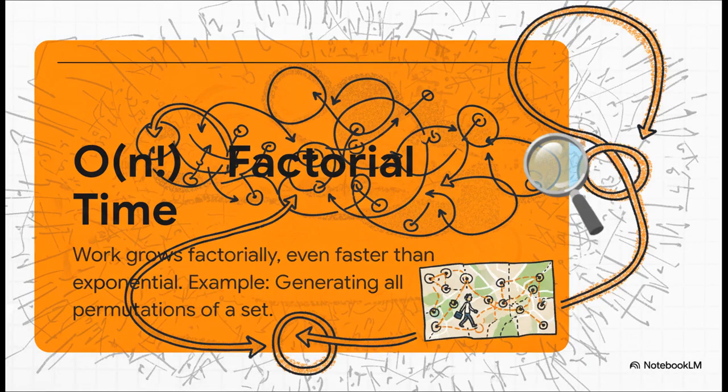And finally, if you thought exponential was bad, meet O of n factorial time. This is the stuff of nightmares. This is pure brute force, like trying every single possible route a traveling salesman could take. It's only possible for a tiny, tiny handful of inputs before it just breaks.